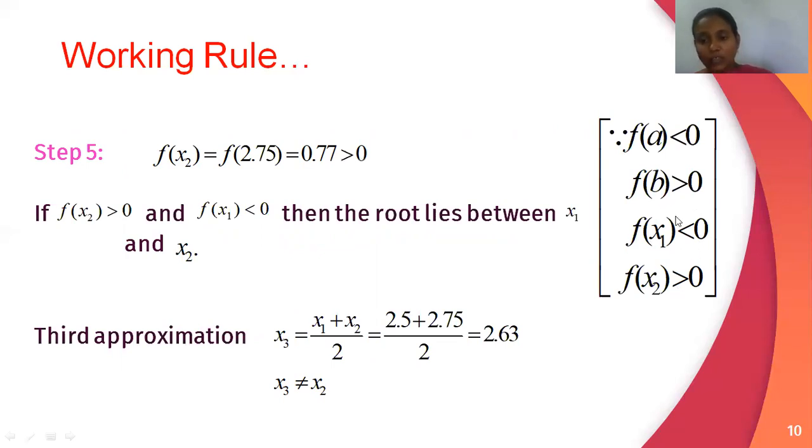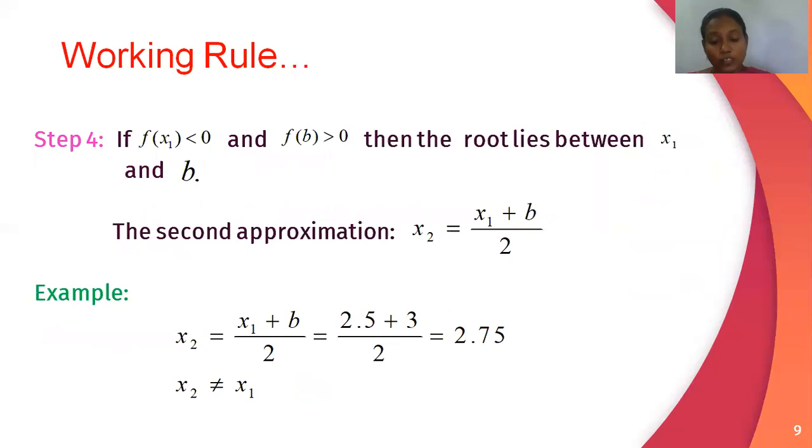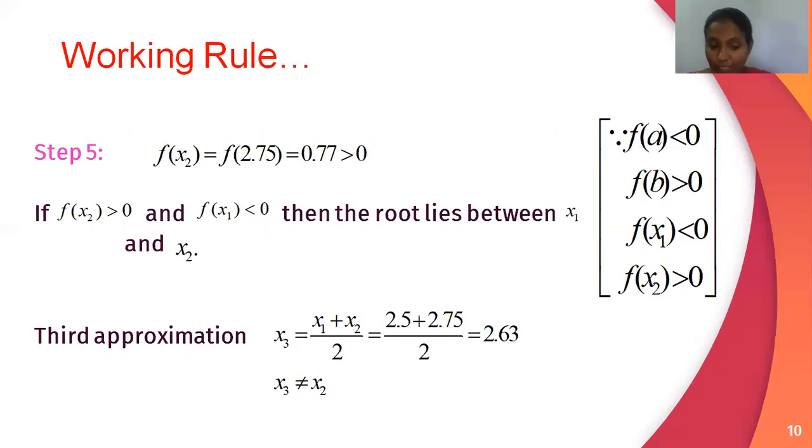So what we say now here? The root lies between x1 and x2. So let us take now the third approximation, x3 is equal to (x1 plus x2) by 2, the average of x1 and x2. So we got it here, the third approximation is 2.63. Now the third approximation is 2.63 and the second approximation is 2.75. Both are different, so that's why go to the next step.